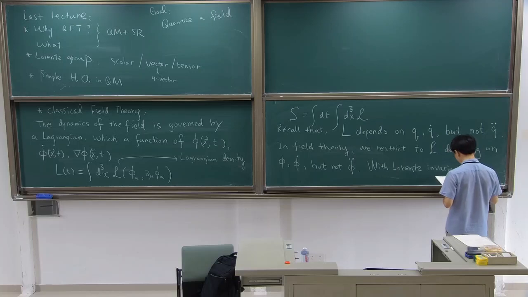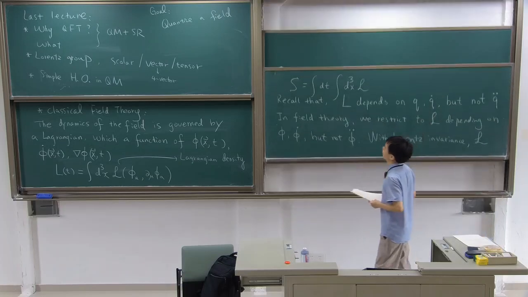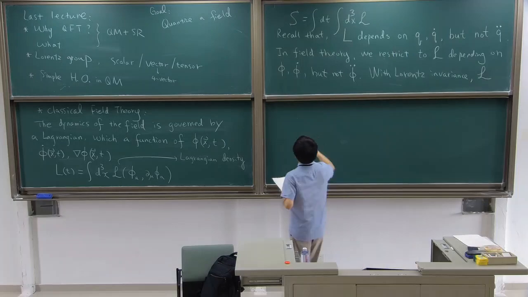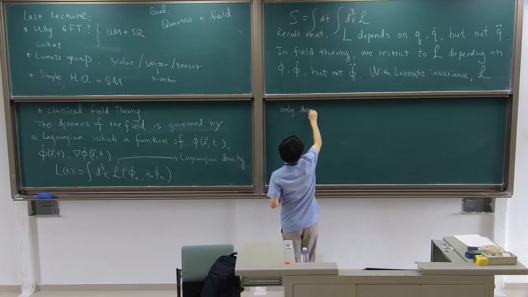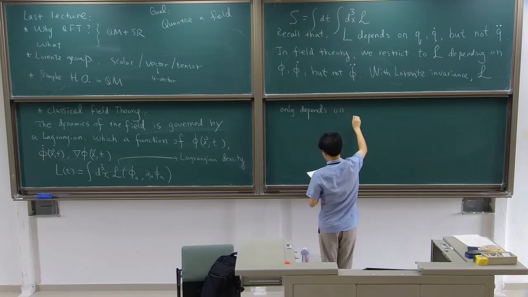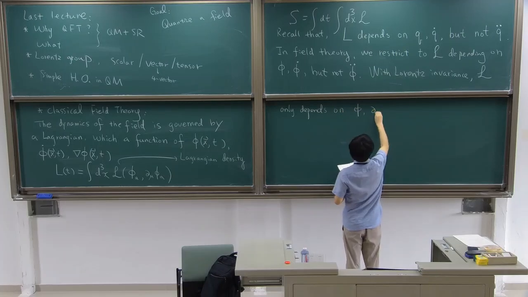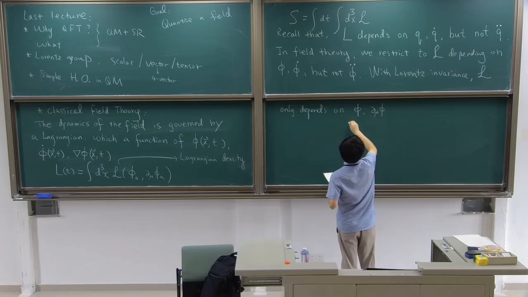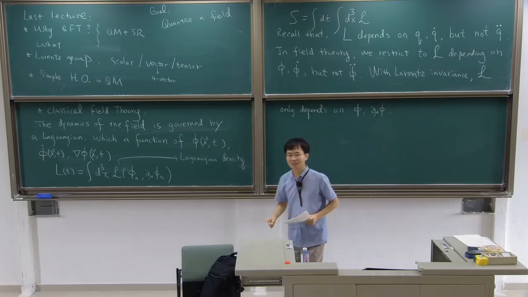Because of this Lorentz invariance as the additional constraint, curly L should only depend on phi and the derivative of phi, but not higher derivatives, okay?